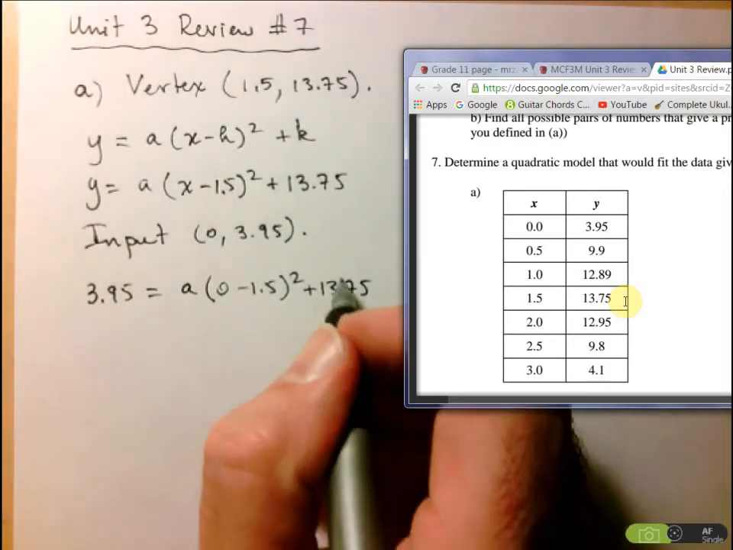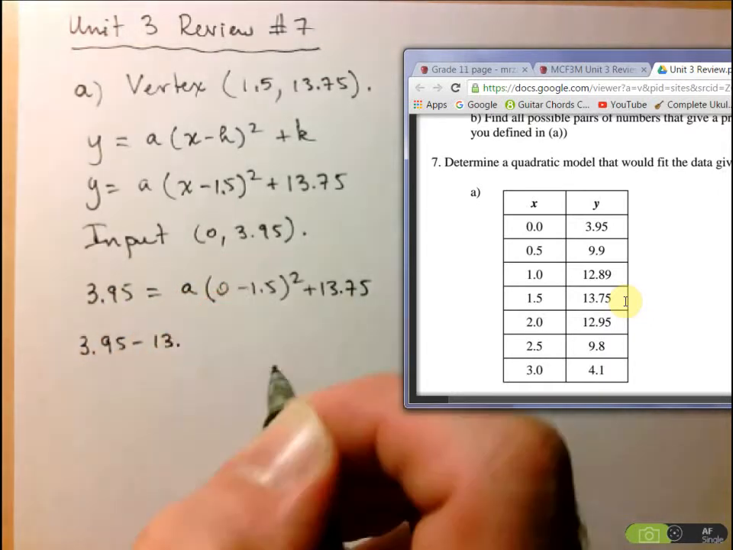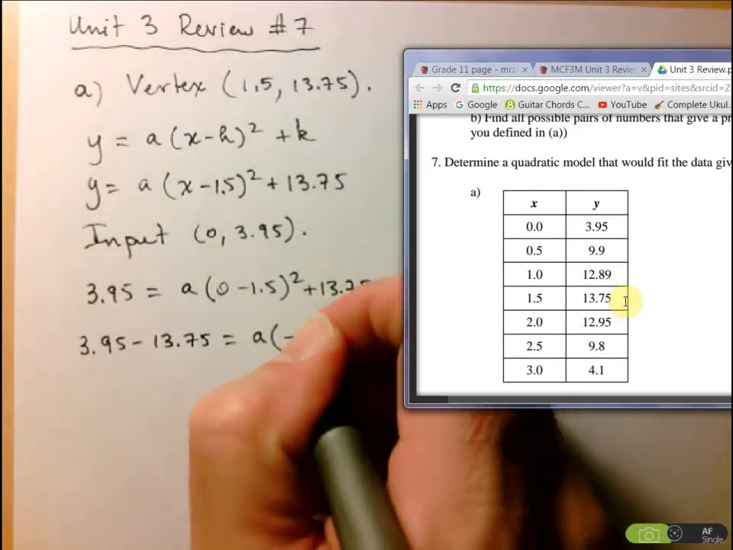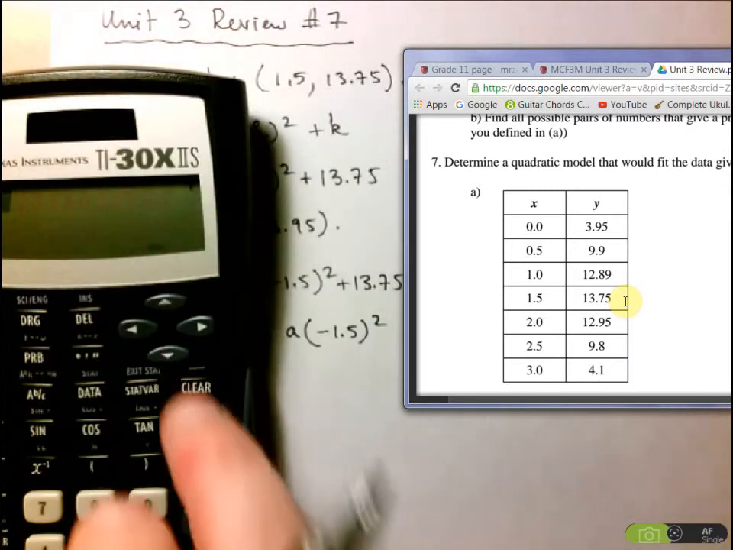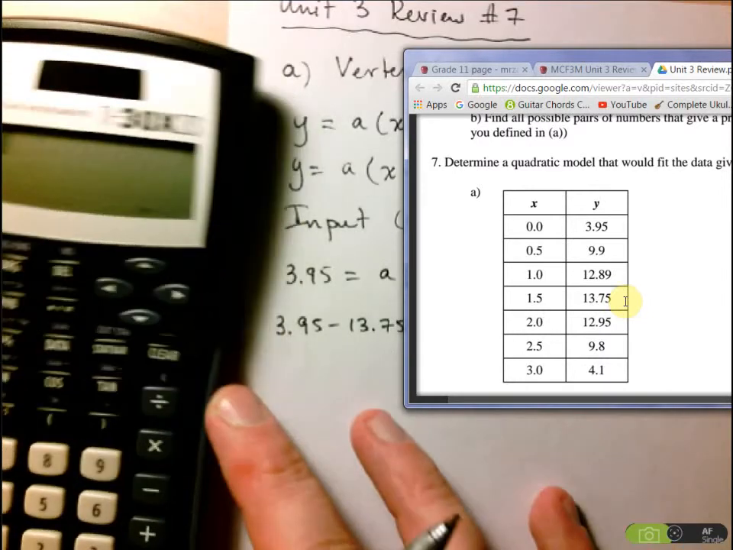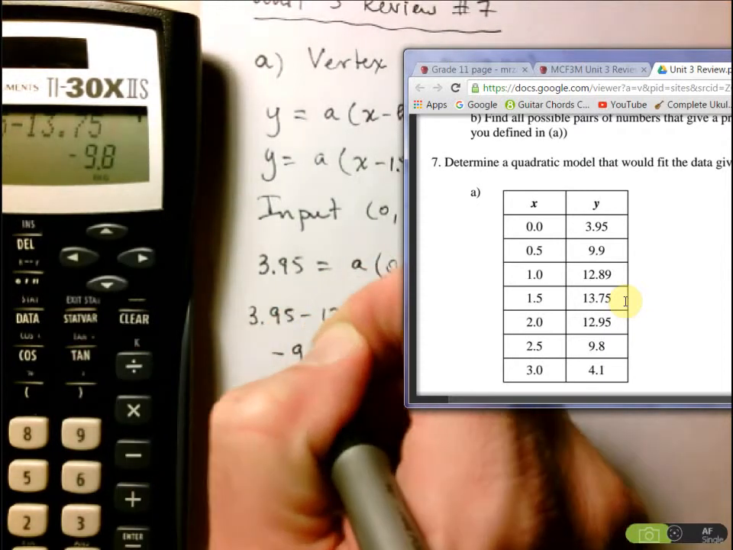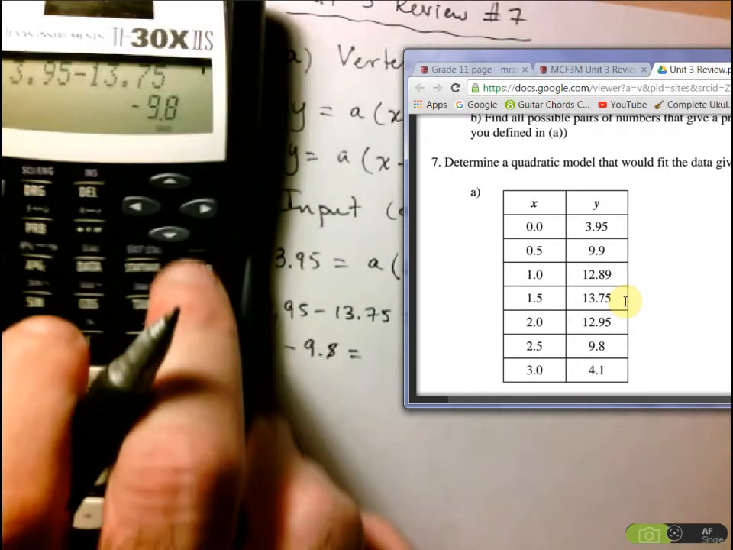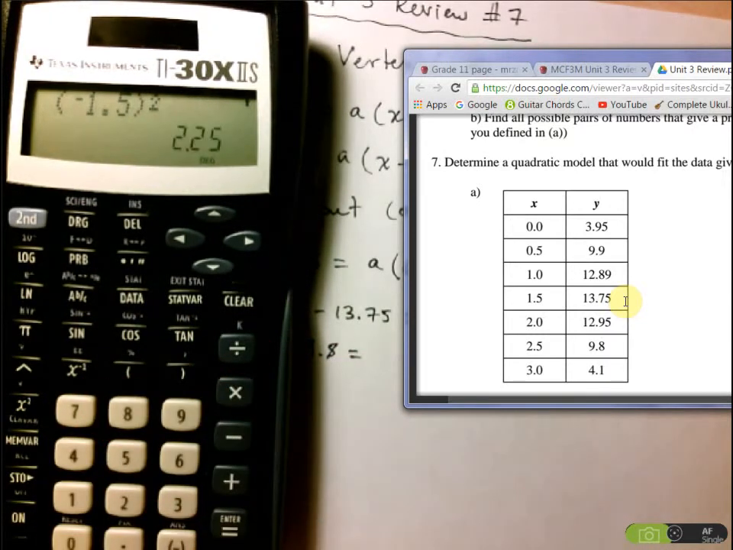The first thing I'll do is bring the 13.75 to the other side. So 3.95 minus 13.75 equals a times, well, 0 minus 1.5 is just negative 1.5 squared. Now let's start cleaning this up. 3.95 minus 13.75 gives us negative 9.8. And on the other side, I have negative 1.5 squared. Let's calculate that. Negative 1.5 squared is 2.25.